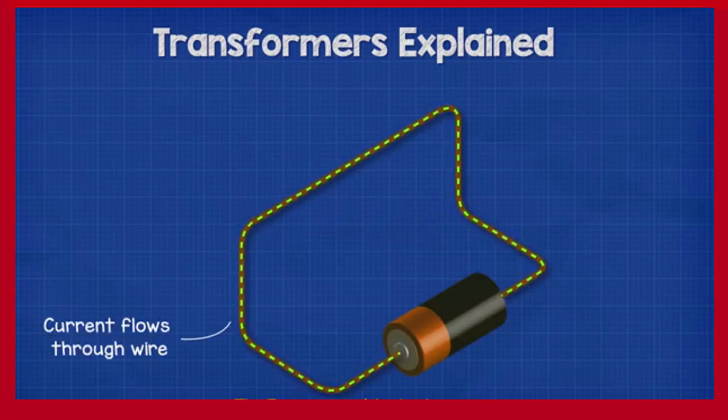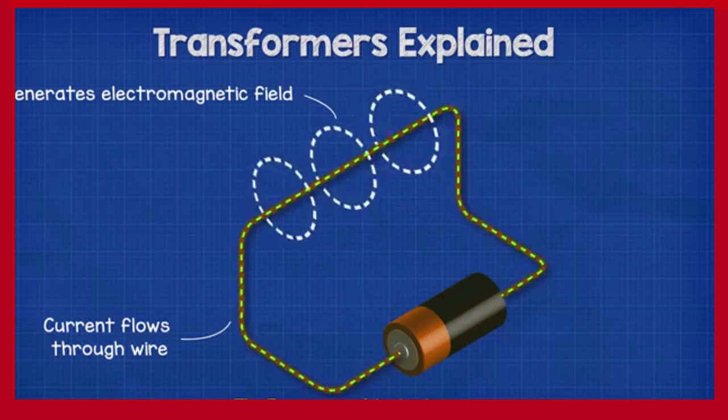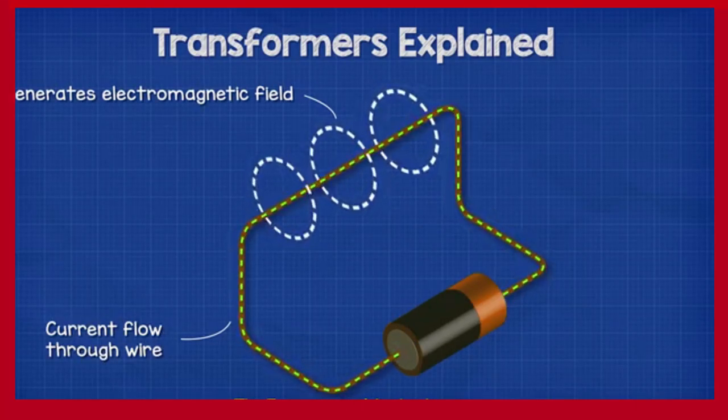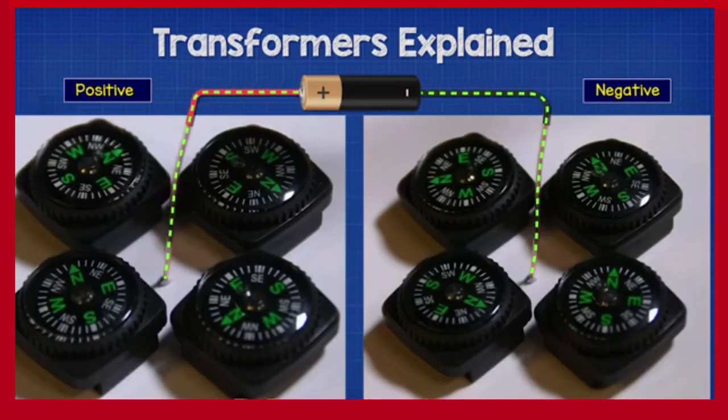When we pass an electrical current through a wire, it generates a magnetic field around the wire. If we reverse the direction of current, the magnetic field also reverses. We can see that by placing some compasses around the wire.